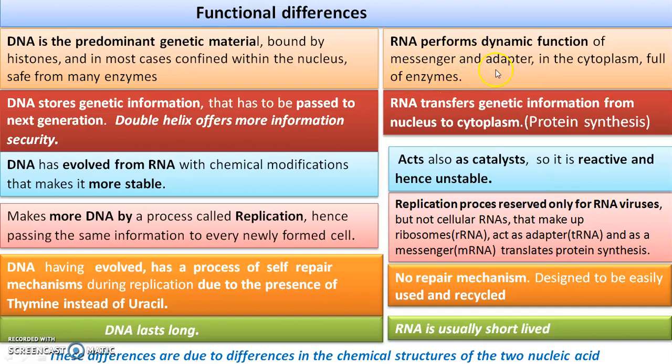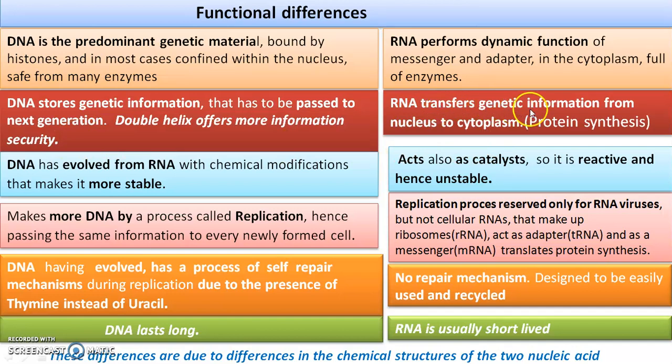Degrading processes is very high here, whereas this is safely confined within the nucleus and also bound by histone proteins, which make them very secure and safe from the action of enzymes. Within the nucleus, the boss has to be within the nucleus. DNA stores genetic information, so it has to be passed to the next generation as such. So double helix structure offers more security. As we discussed earlier, the double helix structure doesn't allow the degradation easily.